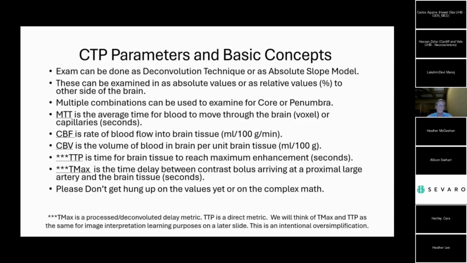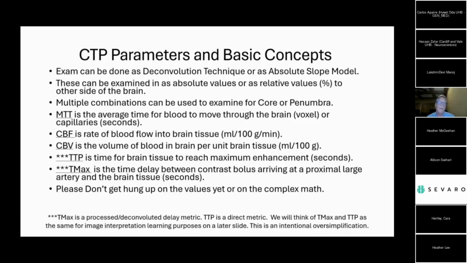You acquire the curves, and then it applies math to produce the data. The deconvolution technique allows for recirculation, meaning the contrast will go to the brain, out of the brain, and then back up to the brain. The absolute slope model does not, and that's why you have to inject the patient so hard or so fast with the absolute slope model. Most everyone now uses deconvolution.